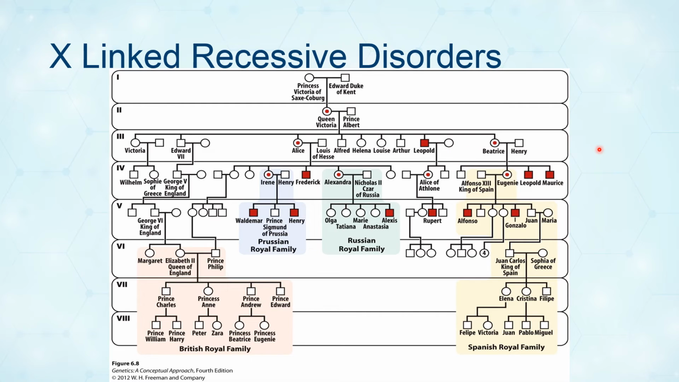Now, once again, going back to our two questions. First, what is the proportion male to female? Well, if I look at this chart, the only people who are affected are males. So it's definitely not equal. And because it's all males, that strongly suggests it's X-linked recessive. Now, once again, if it's recessive, affected people should have unaffected parents. So if we look at Leopold, his parents are unaffected. Leopold and Maurice, same thing. Rupert, same thing. All of the sons have unaffected parents.